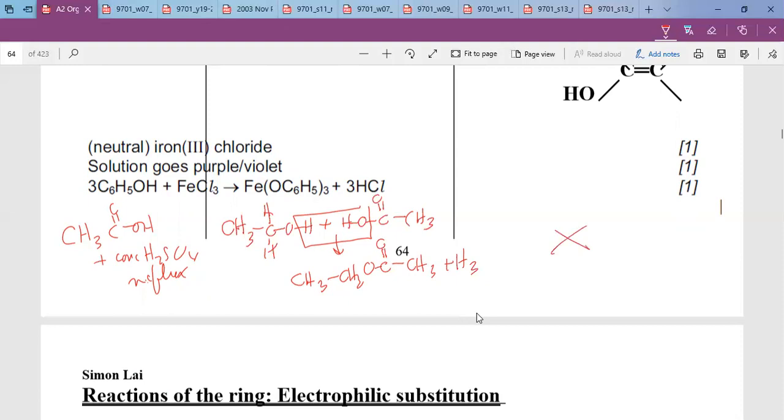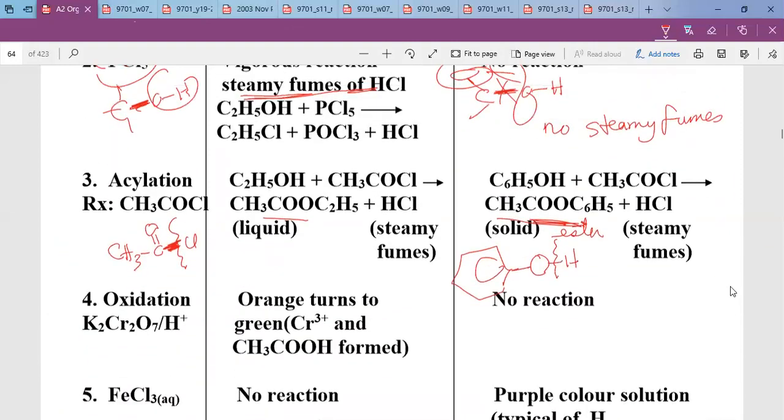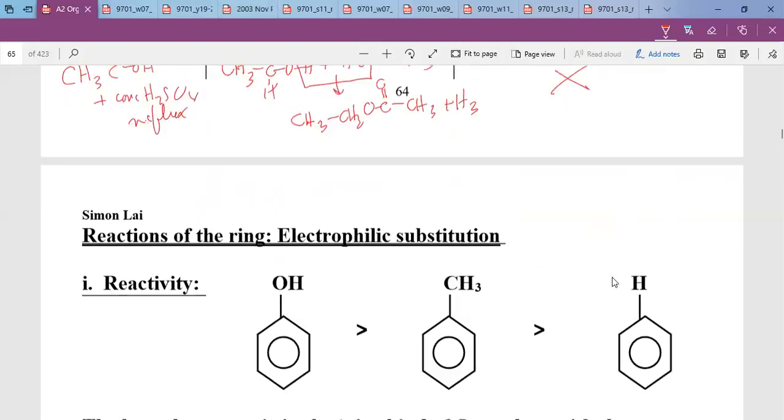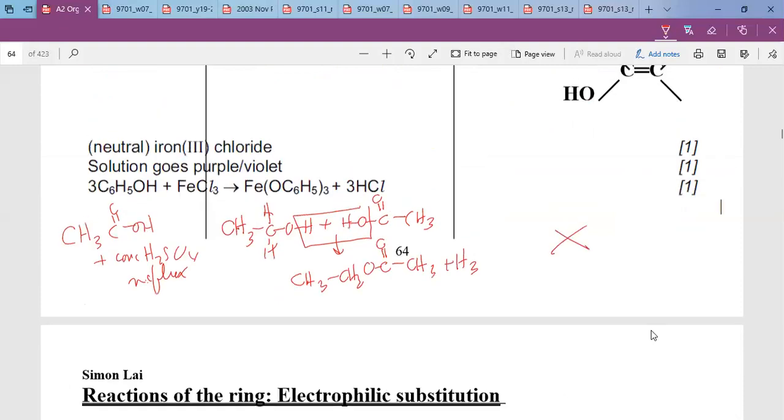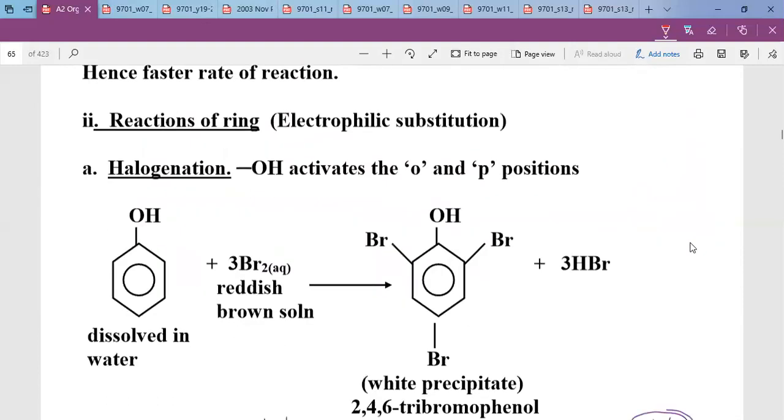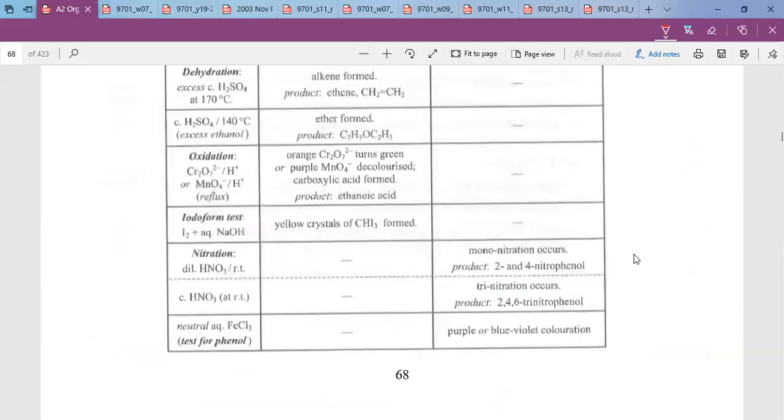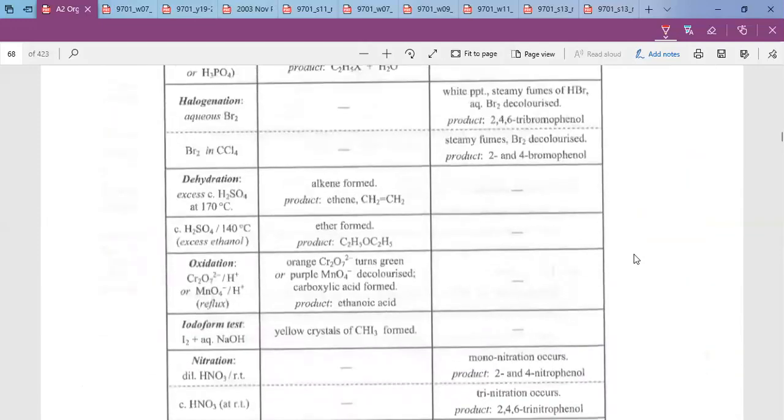But here, no reaction. You cannot make an ester, because this fellow here is a solid. There's no reaction here. Remember this. No reaction. I showed you, it came up before. Now, in James, the Singapore book, it actually tells you that. Later you can see here. Now look at here.